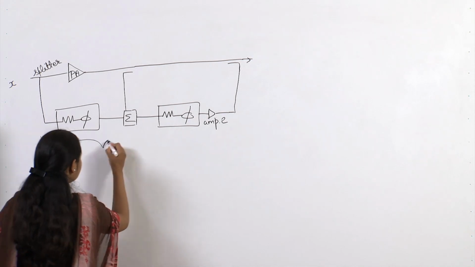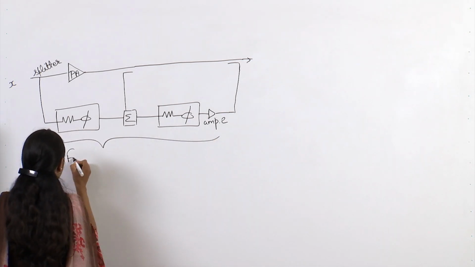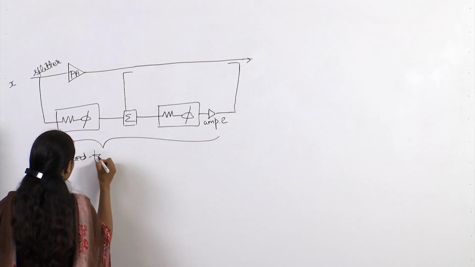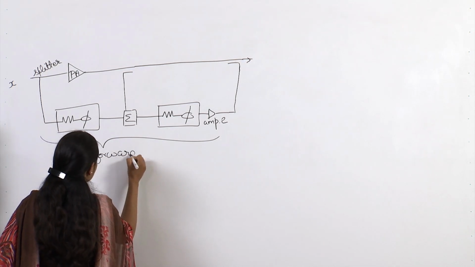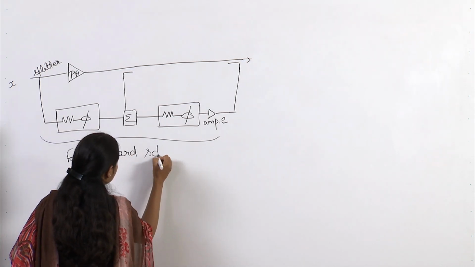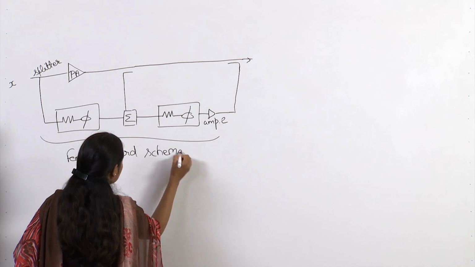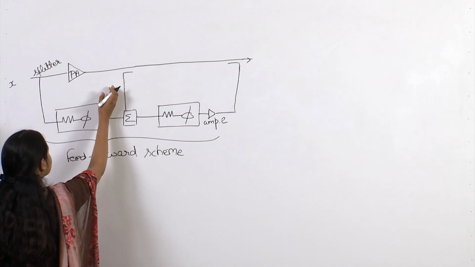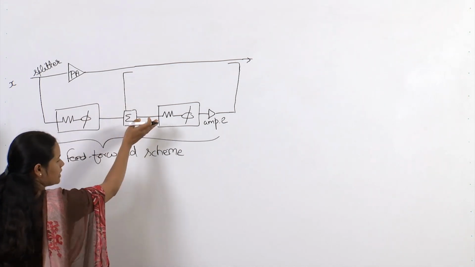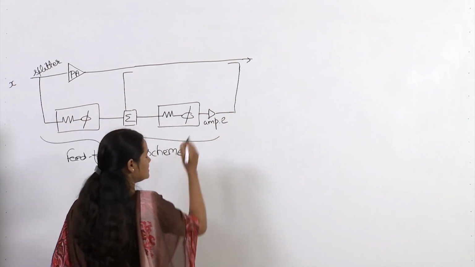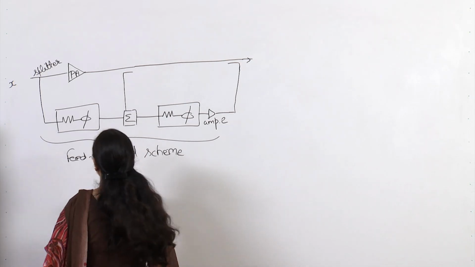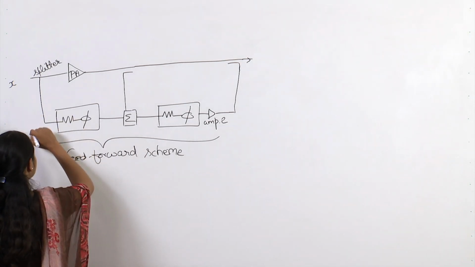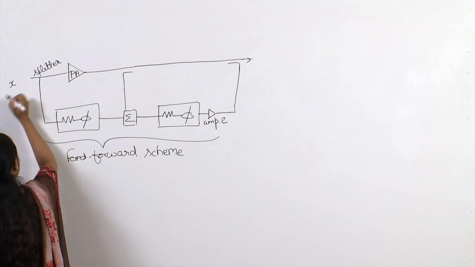This whole scheme is called the feed forward scheme. It is called feed forward because you take the error signal from one path and feed it to the second path, and the second part does the second type of correction. So, how does it actually work? You have your input signal here.